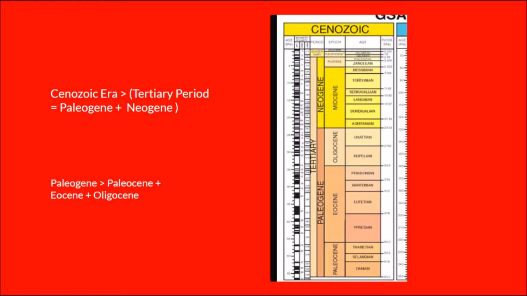And also, the Paleogene encompasses the Paleocene plus the Eocene plus the Oligocene. And so if I were to say that volcanism began in the Paleogene, you would understand that it would start around the Paleocene or the Eocene or the Oligocene.